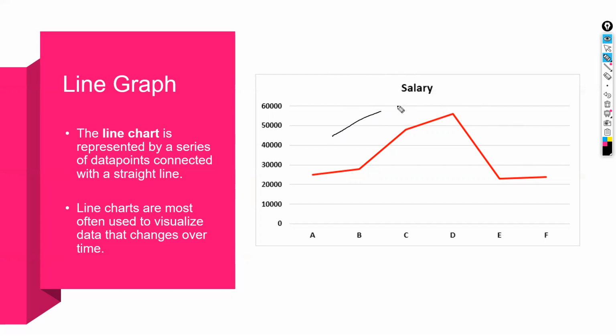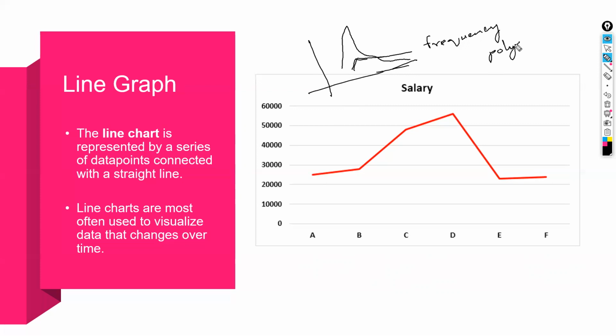That is why we can have something such as a polygon. I hope you all know what a polygon is. So we can have polygons here in the form of line charts. These line charts will form polygons, and these are again called frequency polygons. So these are also created using line graphs.